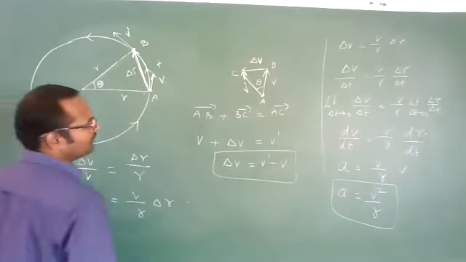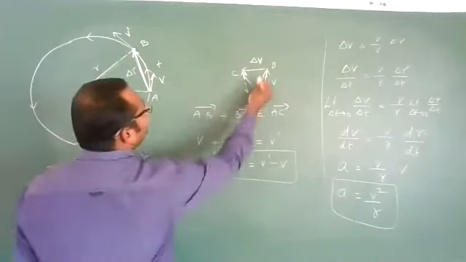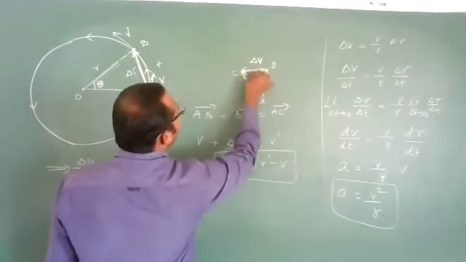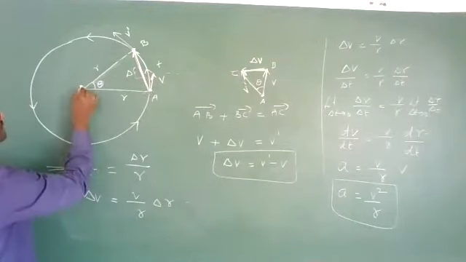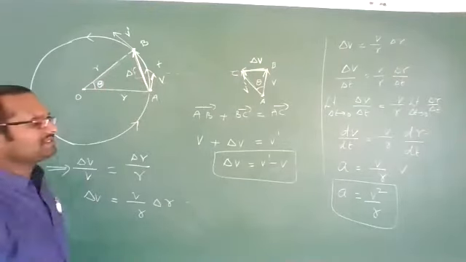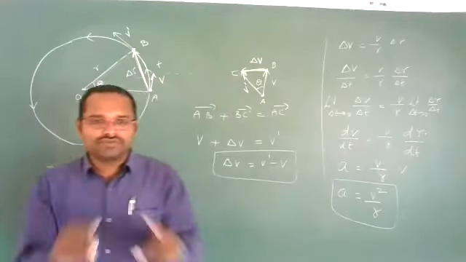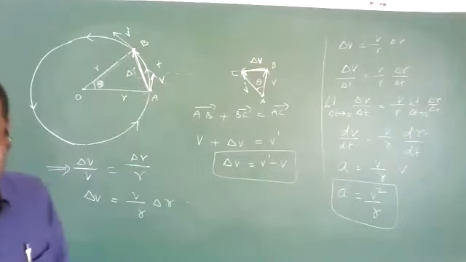And one more thing: the direction of this V square by R. See, from this triangle we can say it is towards the center. So this direction is always towards the center. This is what you have to show totally to the examiner.